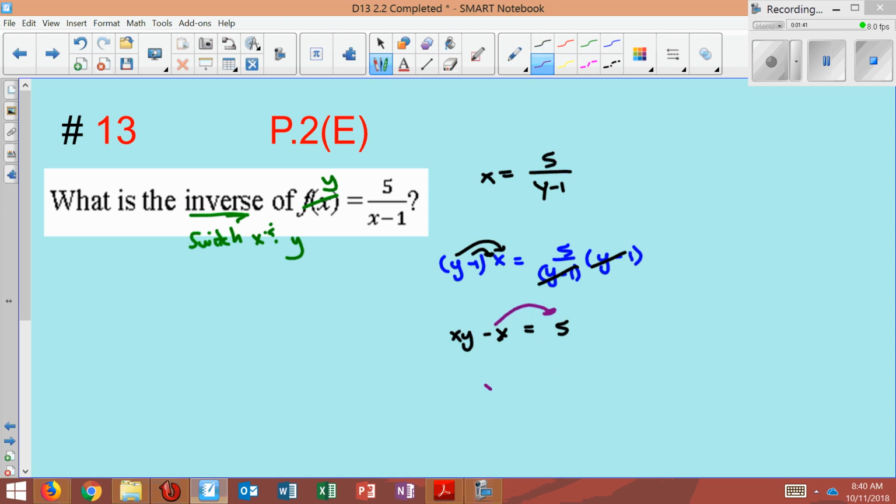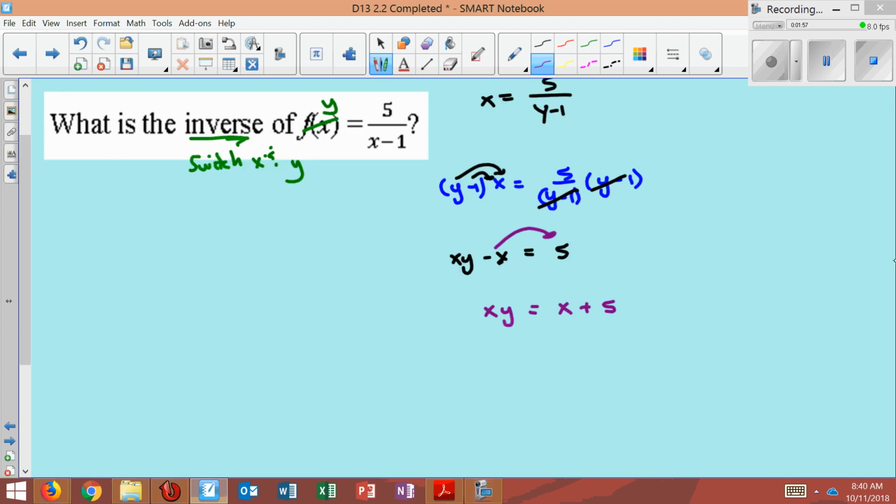So I'm going to add an x, so I'd have xy equals x plus 5. I'm adding because right now it's negative. It's a positive x. This is a positive 5. There's a negative x on the left, so on the right it becomes positive. Now the last step, to get y by itself, I'm going to divide by x.